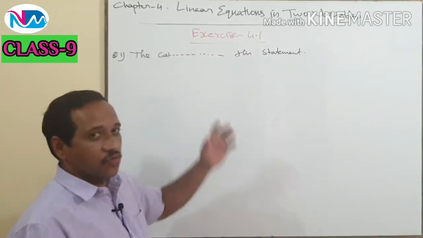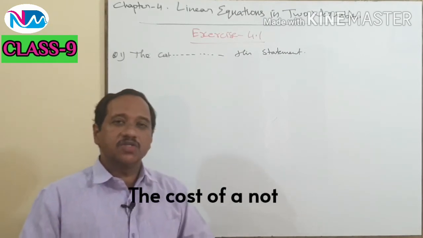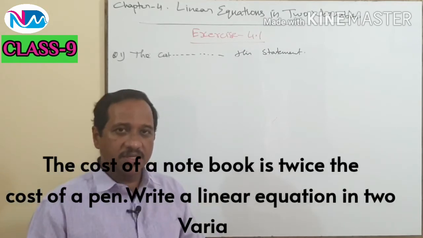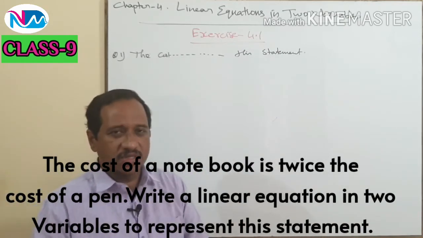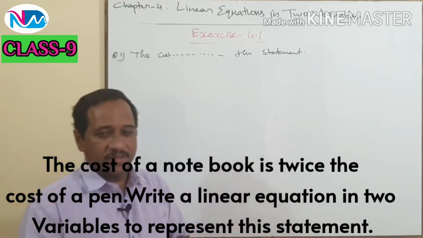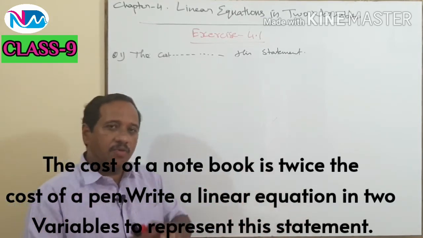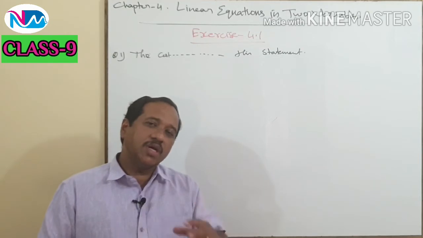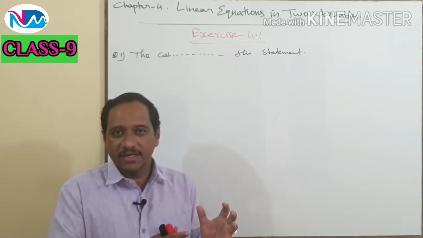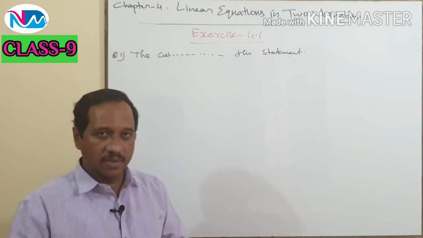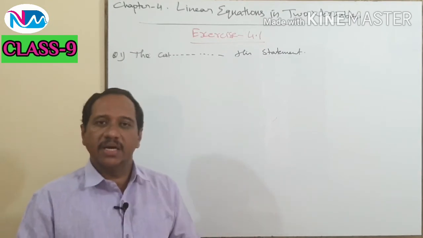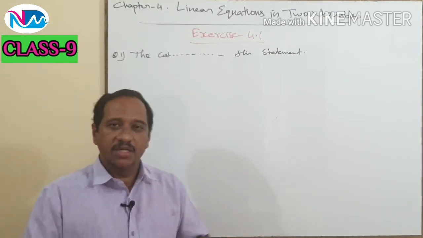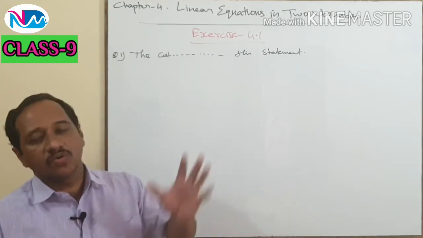Now we move on to exercise 4.1. The first question is, the cost of a notebook is twice the cost of a pen. Write a linear equation in two variables to represent this statement. So this is a real life situation. Here we have to represent this situation in the form of a linear equation in two variables. When you are given such a situation, you can see that the question will contain two unknown values which we have to represent by using two variables x and y. Here the two unknown values are the cost of a notebook and the cost of a pen.